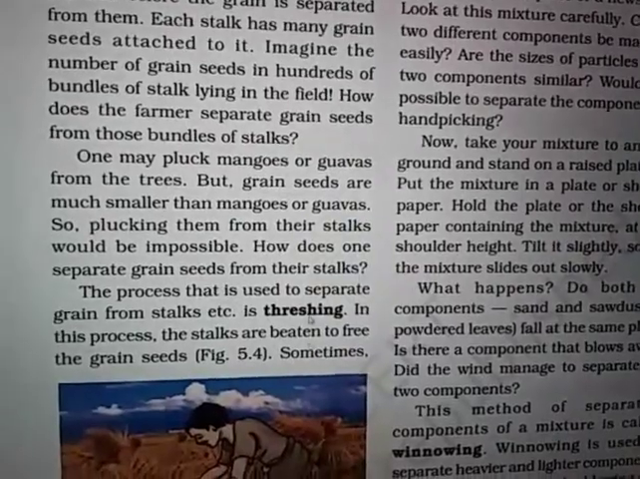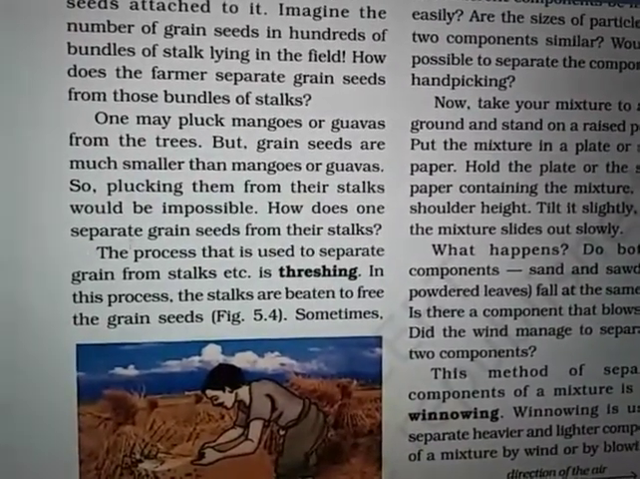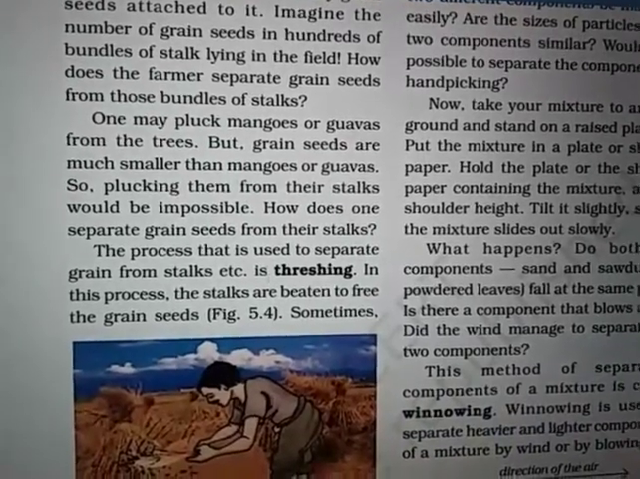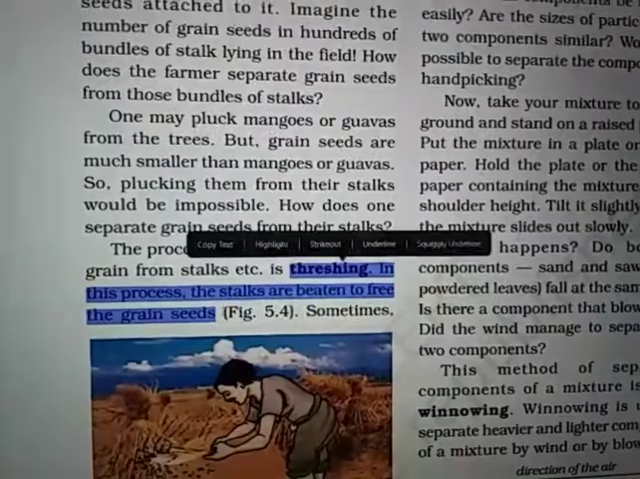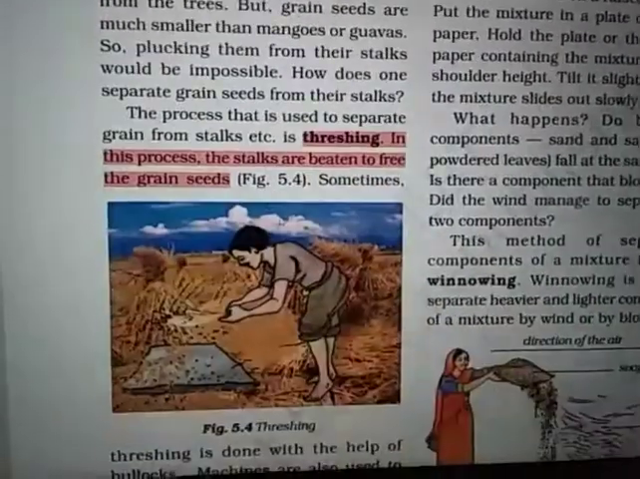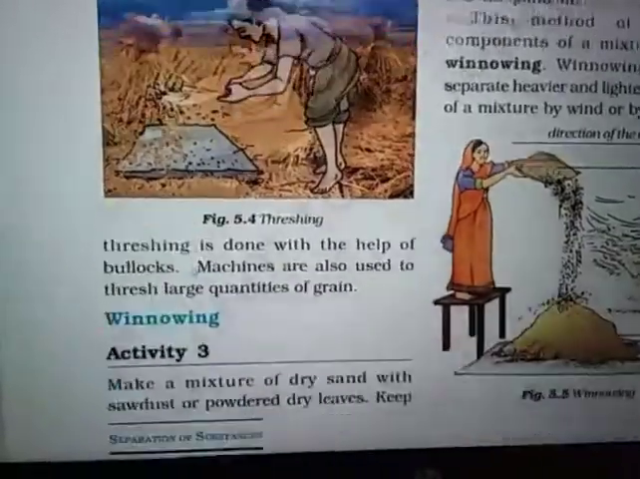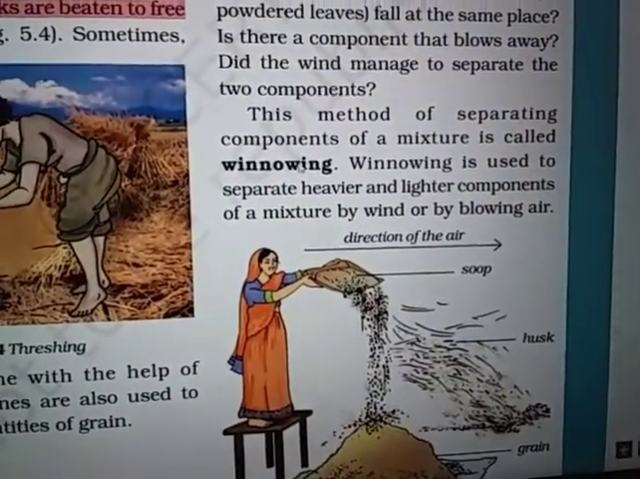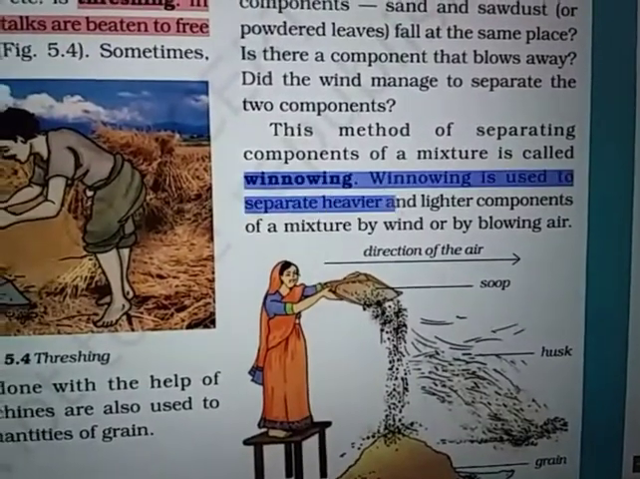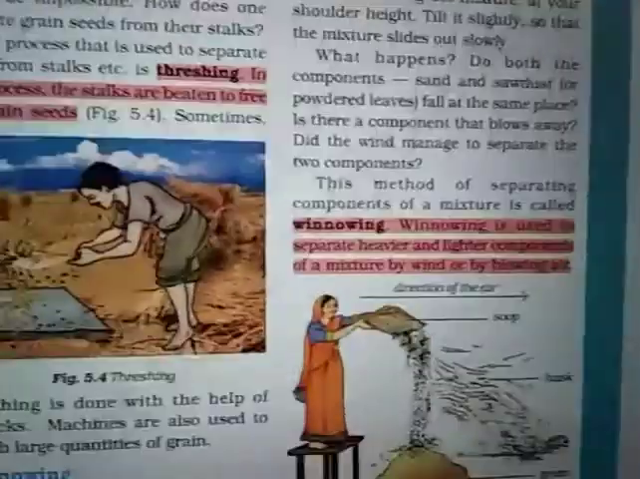I don't think all of this will have the important facts. So the process that is used for the separation of grains from stalks, etc., is threshing. In this process, the stalks are beaten to free the grain seeds. Yes, it will give us the sense, right? See, they are beating the stalk to get the grains. And winnowing means, see, this is the process of winnowing. Winnowing is used to separate heavier and larger components of a mixture by wind or blowing air. So yes, this is the point we needed.